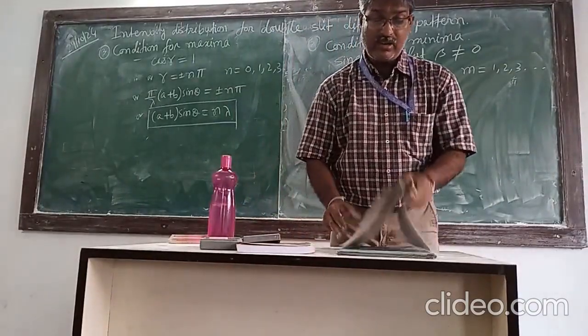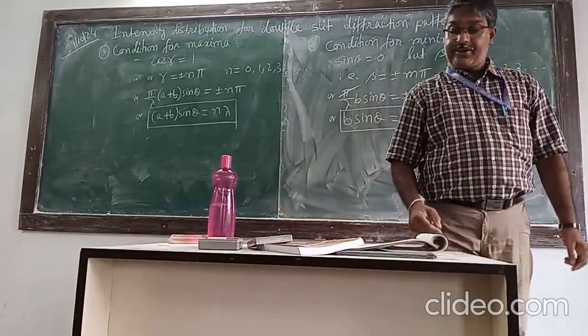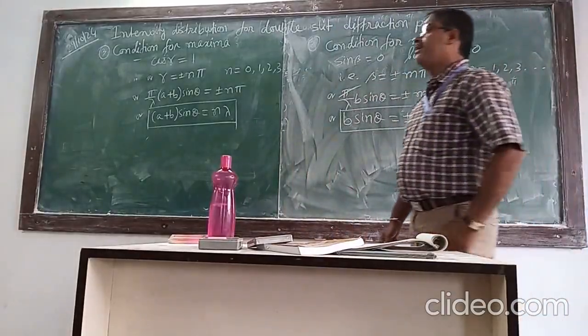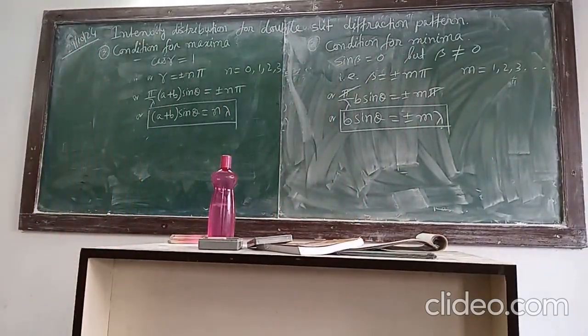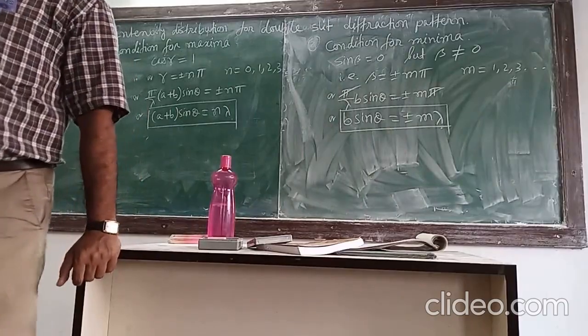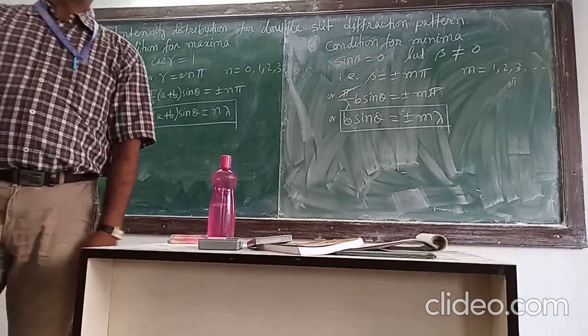Now, in the double slit pattern, this is the condition for interference maxima. Okay. In the next para.